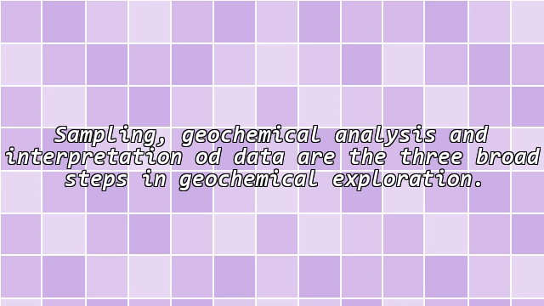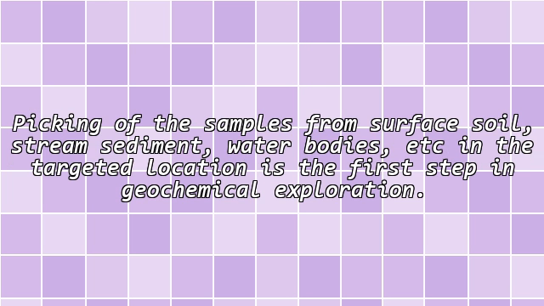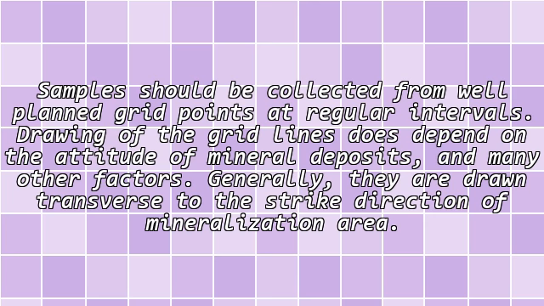Sampling, geochemical analysis, and interpretation of data are the three broad steps in geochemical exploration. Picking of the samples from surface soil, stream sediment, water bodies, etc. in the targeted location is the first step in geochemical exploration. Samples should be collected from well-planned grid points at regular intervals.